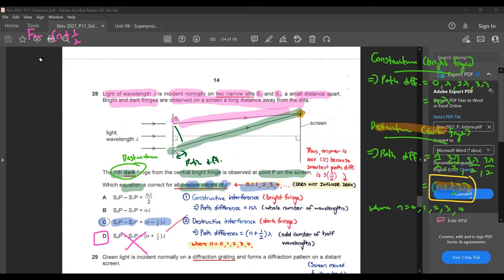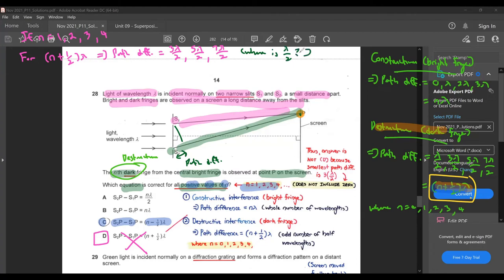Maybe I rewrite this, let me just rewrite this. If n is 1, 2, 3, 4, for n plus half lambda, your path difference would be 3 lambda over 2, 5 lambda over 2, 7 lambda over 2. So where is lambda over 2?